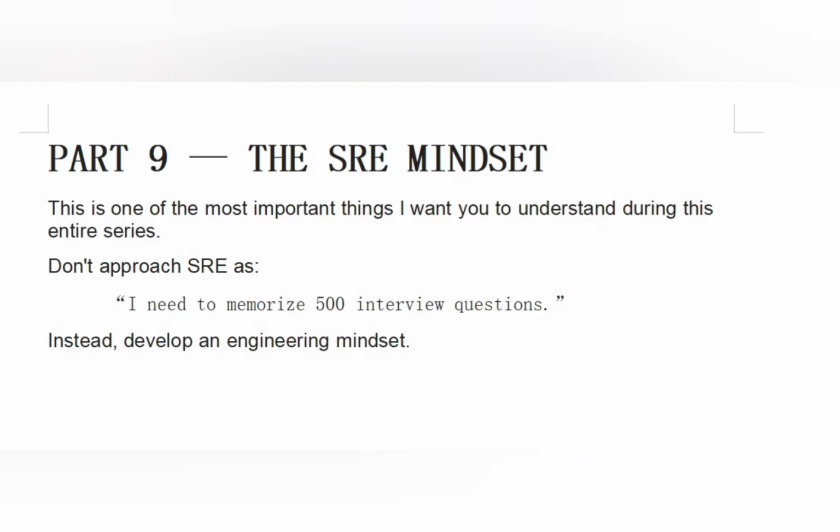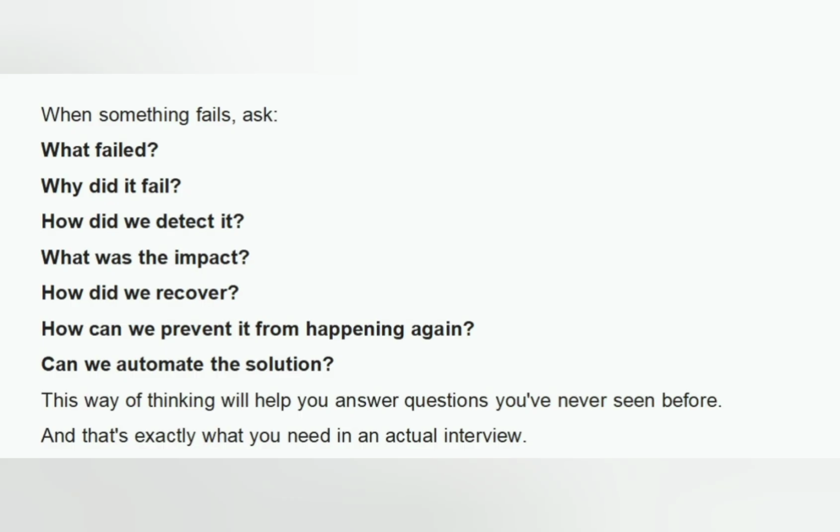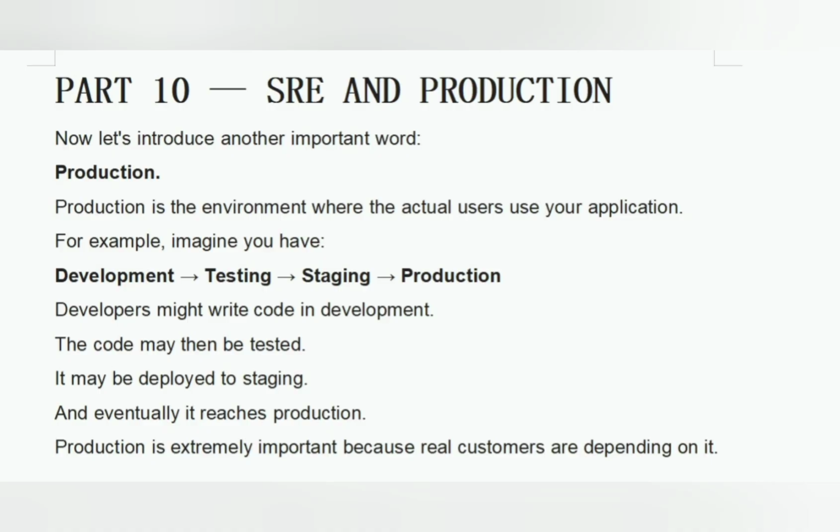Now, coming to part 9, the SRE mindset. This is one of the most important things I want you to understand during this entire series. Don't approach SRE as I need to memorize 500 interview questions. Instead, develop an engineering mindset. When something fails, ask what failed, why did it fail, how did we detect it, what was the impact, how did we recover, how can we prevent it from happening again, can we automate the solution. This is the way of thinking. This will help you answer the questions you have never seen before, and that's exactly what you need in an actual interview.